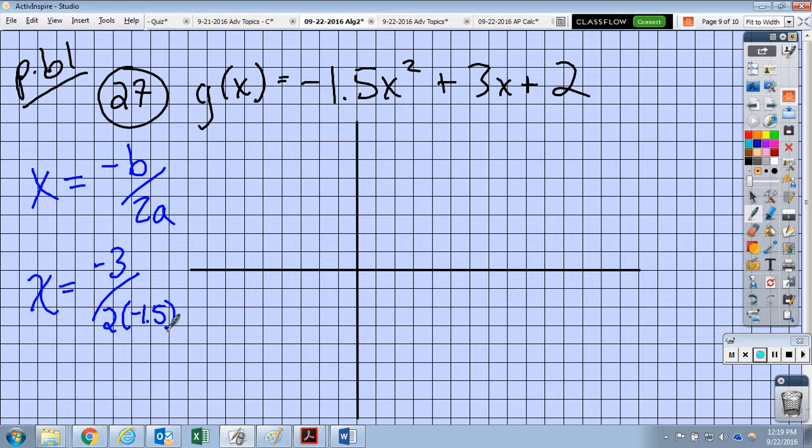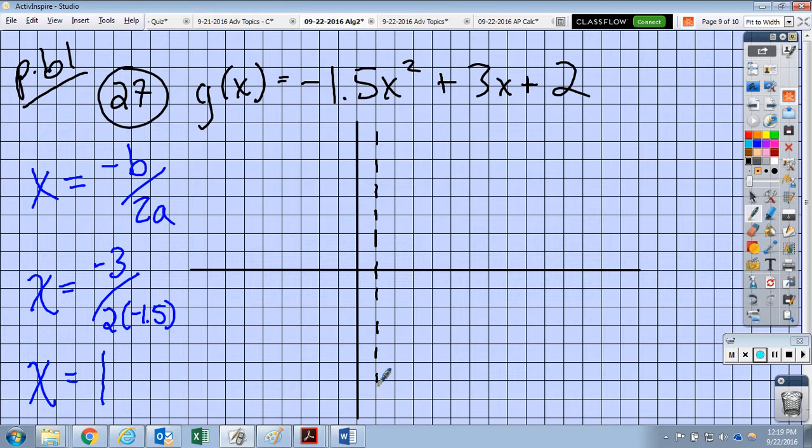So negative 3 over negative 3. Yeah, very good. So I'm going to have this situation where the axis of symmetry is x equals 1. And we know that the axis of symmetry runs through the vertex, so I know that the x-coordinate of my vertex is 1.